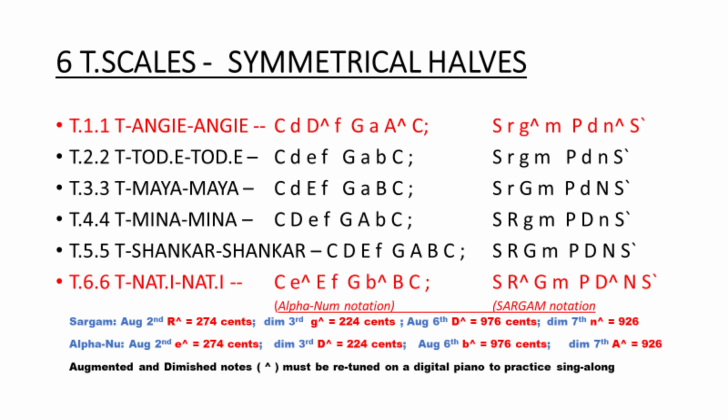Similarly, the tritonic scales will just have a T Angie Angie instead of Angie Angie, and similarly T Toddy Toddy, T Maya Maya, T Mina Mina, T Shankar Shankar, T Natai Natai, where only the first tetrachord's capital F will change to small f, which means the perfect fourth will change to tritone. With that, the tritonic six symmetrical names also, we can make 36 raga scales, tritonic raga scales. So 36 plus 36, we will get 72 raga scales.